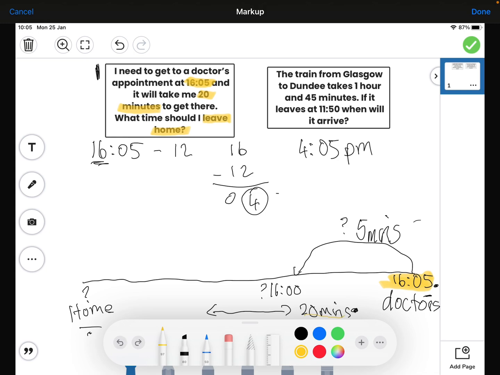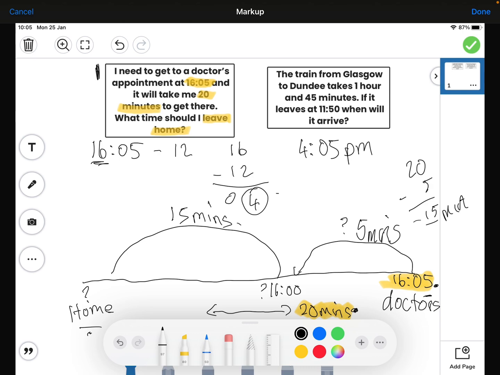This is not working. Why are you not working, you horrible pen? Right, here we go. There we go. Right, it does take me 20 minutes to get there. Now, I've already taken away 5 minutes. So I've still to take away more time. Okay, so 20 minutes it takes me to get there. I've taken away 5. That should leave me with 15 minutes left. So what I want to do is go back the way, and the value of this is 15 minutes.